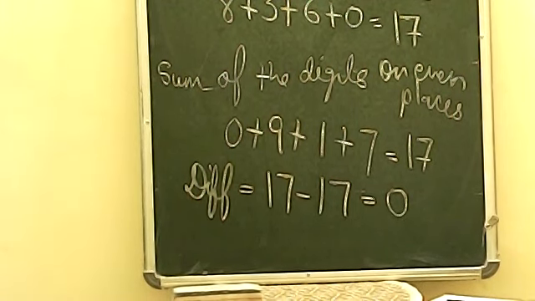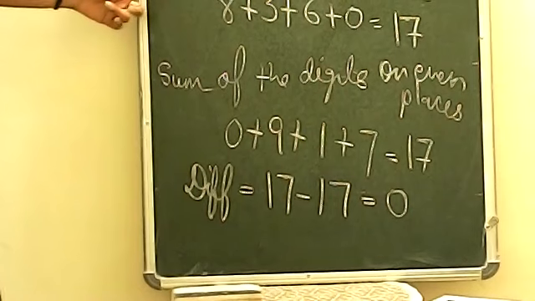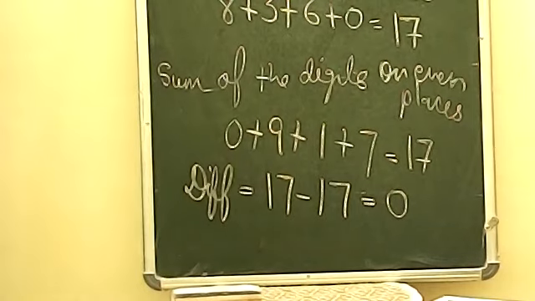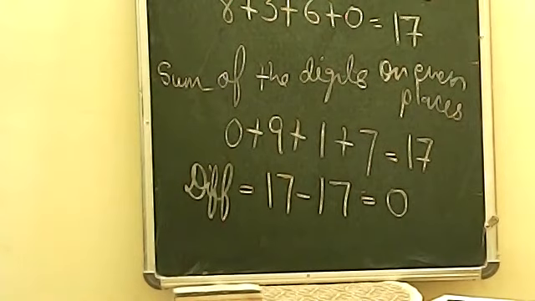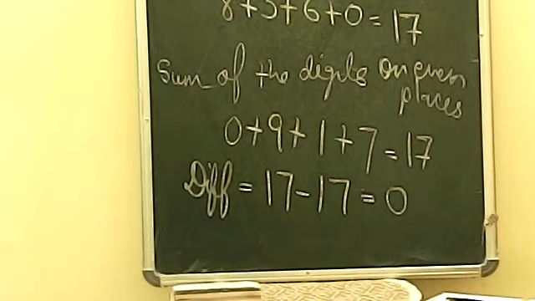After that, you have to take out two things: the sum of the digits on odd places, and then the sum of the digits on even places. After taking out the sums, the last step is to find the difference of both. After finding the difference, you check whether the number you get is 0, 11, 22, 33, or any multiple of 11. That means that particular number will be divisible by 11 completely.